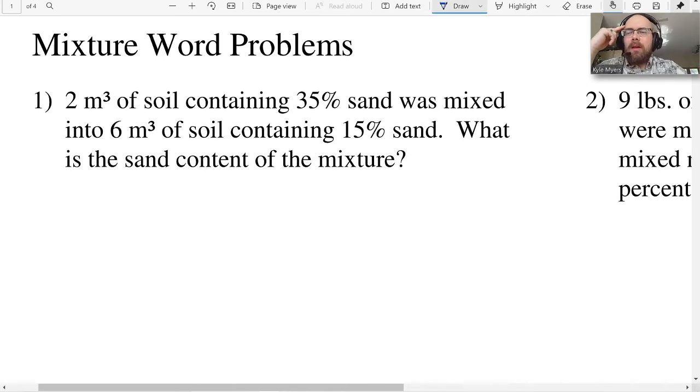Let's see. 2 meters cubed of soil. Let's pause there for a second. 2 meters cubed. If that throws you off a little bit, that's just a way to say that it's volume. So it's a volume of soil. It doesn't really matter too much what the units are unless the units are different.